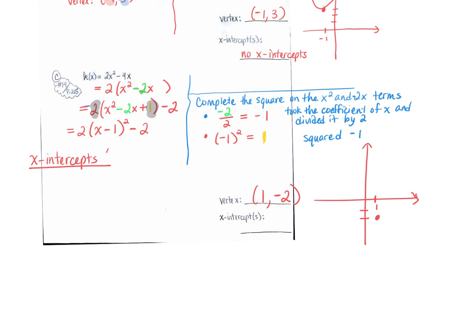To find your x-intercept, you set your y equal to 0, or your k of x, in this case, equal to 0, and then you solve. So that means 0 is equal to 2x squared minus 4x. No surprise, we're going back to our original function, and we're going to set our original function equal to 0, and we're going to solve for x, because we need to find our x-intercepts. Those two terms have a 2x in common, factored out. So that's 2x times the quantity x minus what?